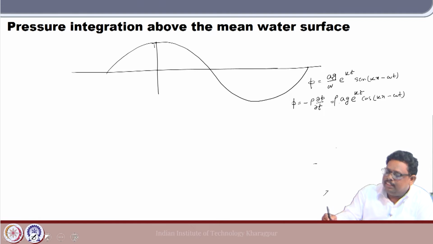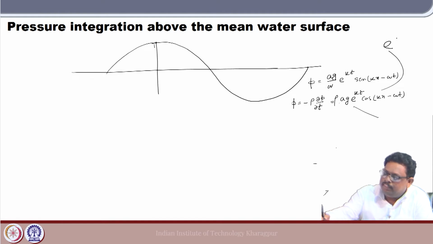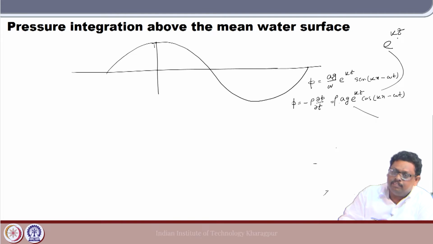Now, if you look at it, it is driven by e to the power kz. So, this pressure term is driven by a term called e to the power kz. Now, z is negative below the free surface. It is z equal to 0 at the mean free surface. So, when z is less than 0, it is below the water, and when z is greater than 0, it is above the mean water surface. Now, if you look at this expression, the pressure expression is actually driven by an exponential function.